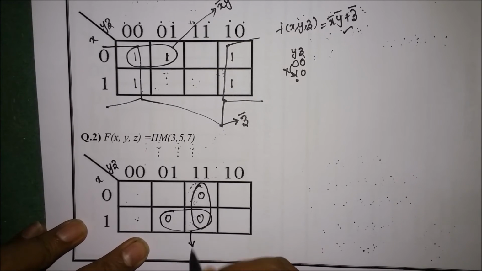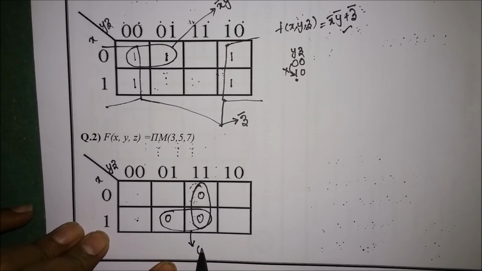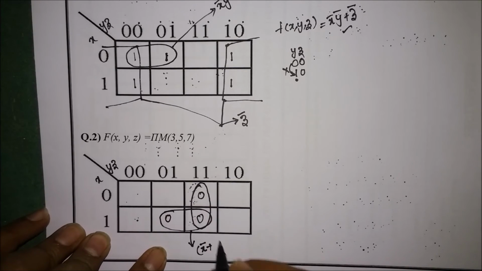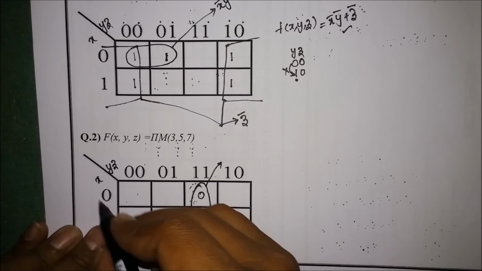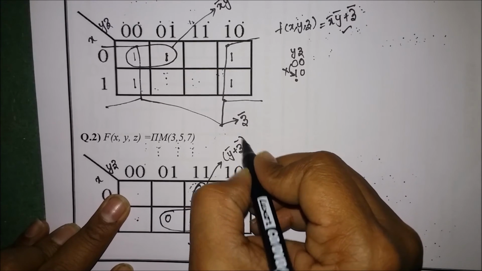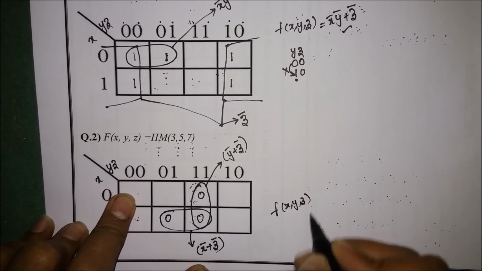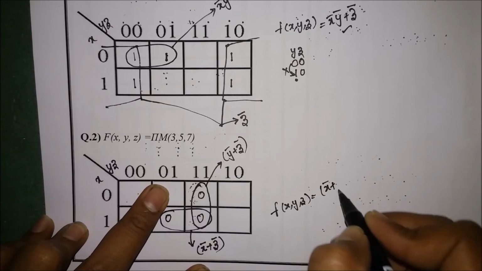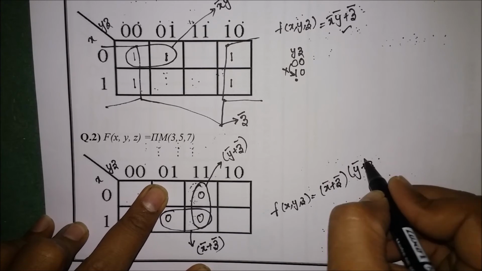So now my first one, the x value is 1, in the POS form x value 1 means that is x bar plus, this y value is changing but the z value remains constant, so it is z bar. Now observe this one, the x value is changing, so x is eliminated, and here it is y bar plus z bar. So my output function is f of x comma y comma z is equal to x bar plus z bar into y bar plus z bar.